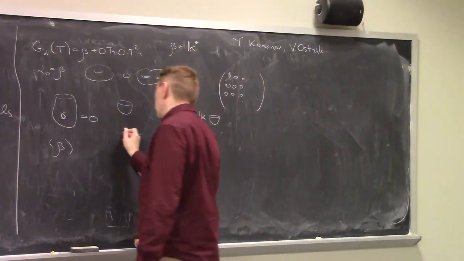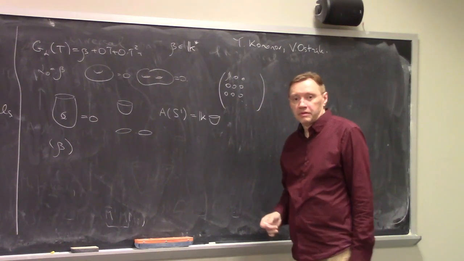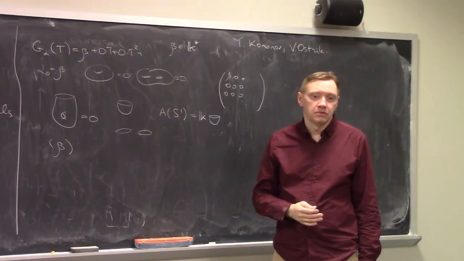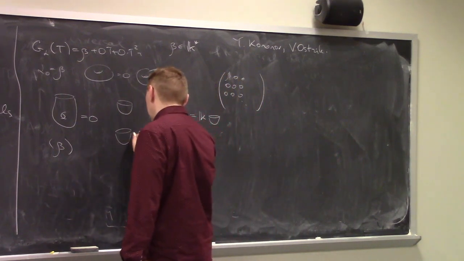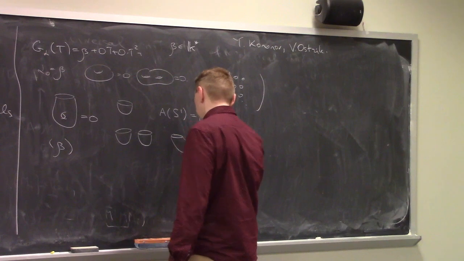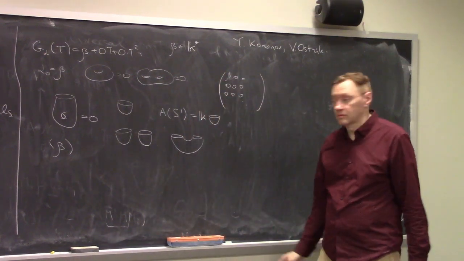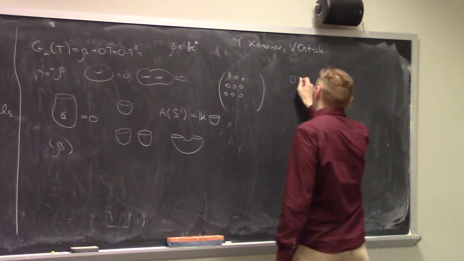Let us move on to two circles. So what can happen to two circles? Well, we only look at genus 0 manifolds with boundary two circles. There are only two possibilities. This one and this one.